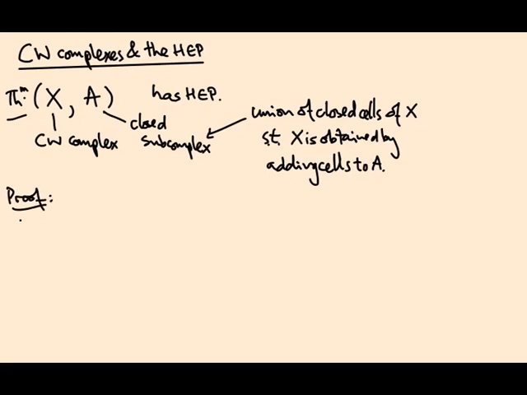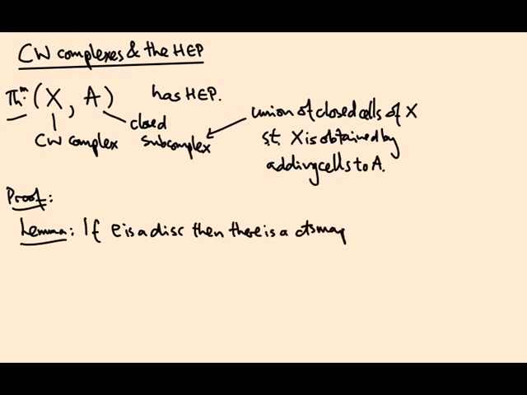So for the proof, I'm going to use the following very nice lemma, which says that if E is a disk, then there is a continuous map from E times [0, 1] to the following set. Well, let me draw a picture of what the map is and then I'll tell you what its image is.